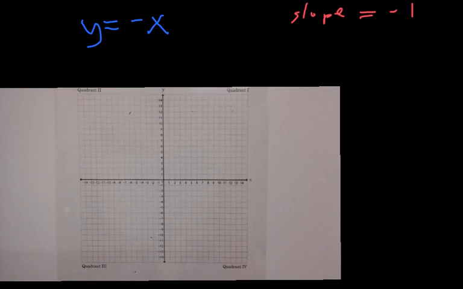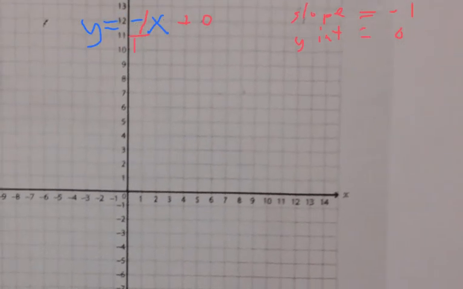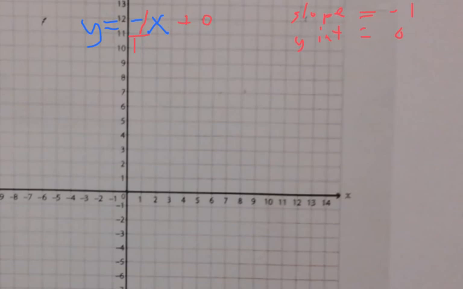Because it's the opposite. We can put a 1 here, and then put 1 over 1. And we could also put plus 0 if we wanted to. That's the y-intercept, 0. So again, I'm going to make it a little bit larger here to work with. So the y-intercept is 0 right there.